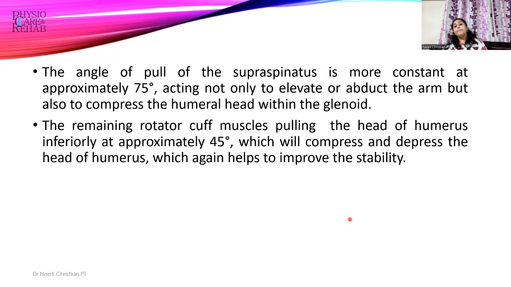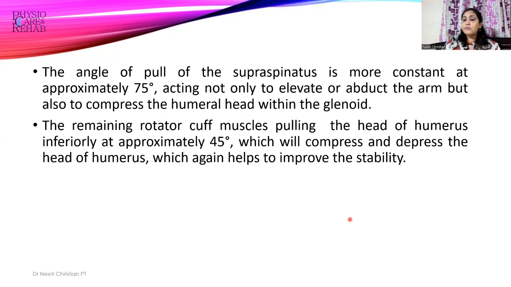In the previous slide, we already discussed that the primary role of the rotator cuff muscles is to provide stability to the shoulder joint during movement. That's what I was trying to tell you: during the movement of elevation, whether it is abduction or forward flexion, the rotator cuff muscles, all four muscles, are very active.